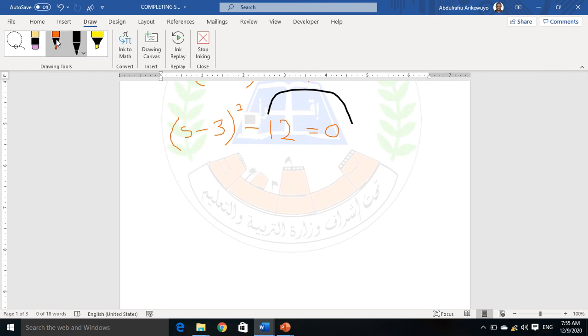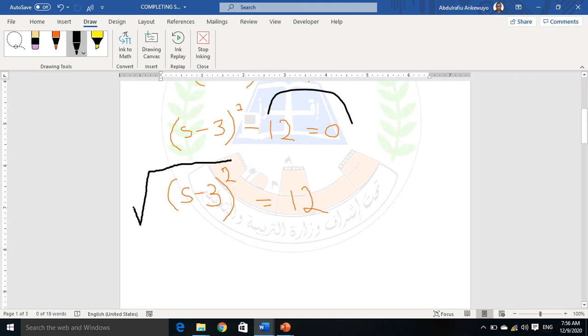So when I do that, I will have s minus 3 all squared is equals to 12. It will become plus 12 now because I'm taking it to the other side of the equal sign, right? Now what I do next is to remove this square. And how to remove that is to find the square root of the two sides. We find the square root of the two sides.